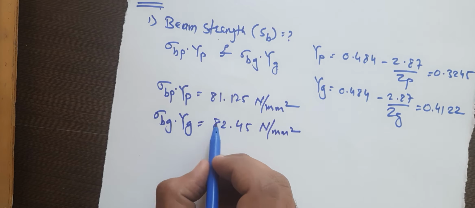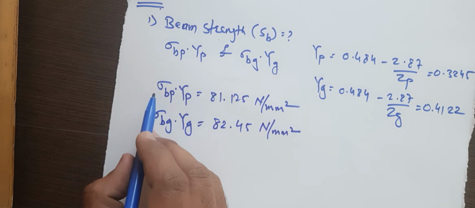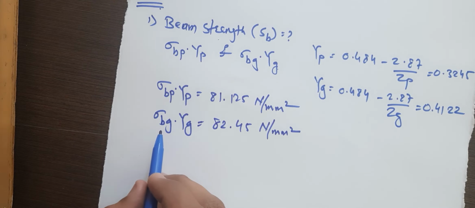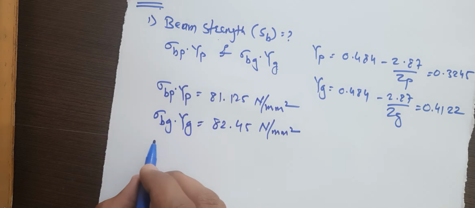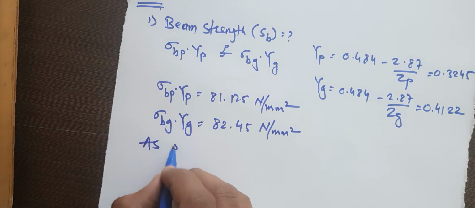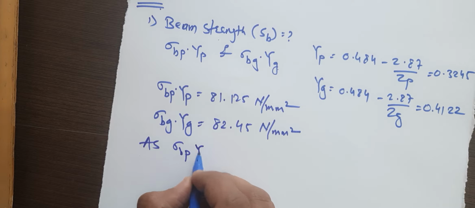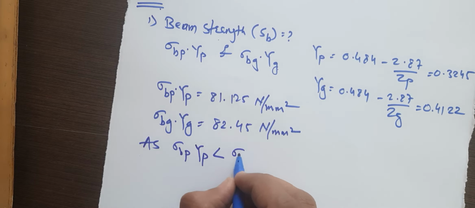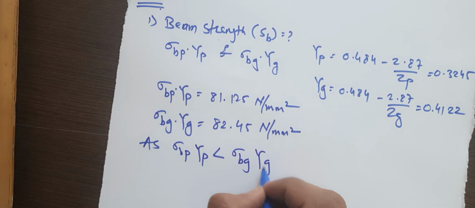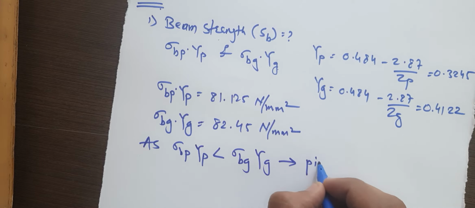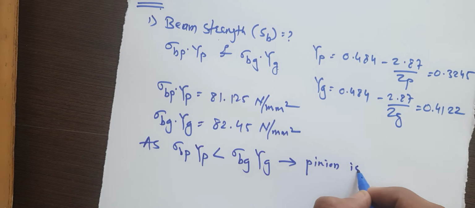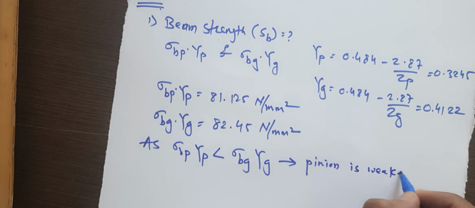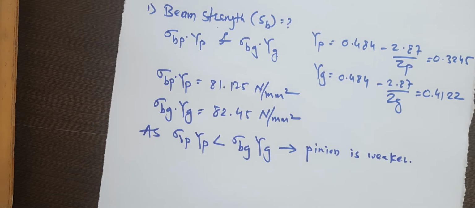Now see here, it is 82 and it is 81. So here the pinion is weaker than the gear. From this product you can see, or you can write, that sigma BP into YP is less than sigma BG into YG. The pinion is weaker.